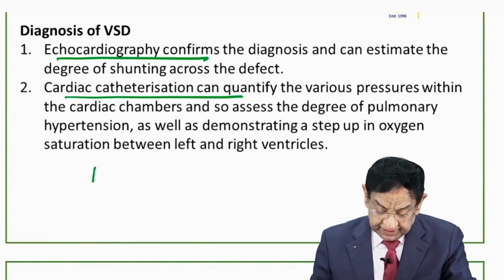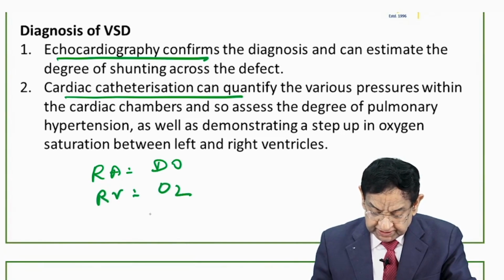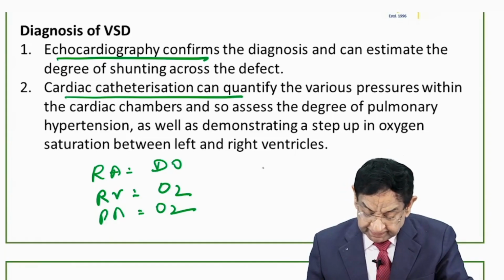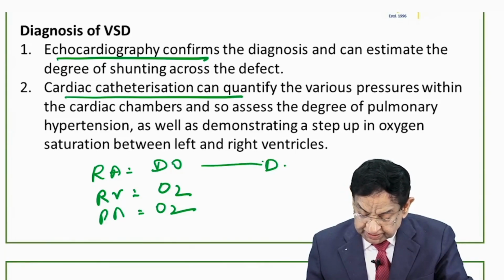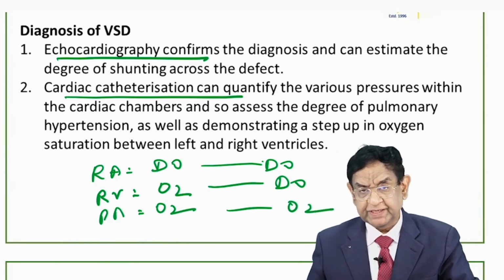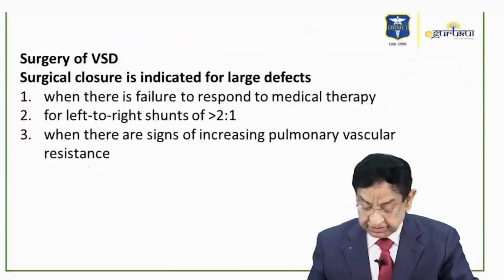Remember, here a right atrium will have a deoxygenated blood, right ventricle oxygenated, pulmonary artery oxygenated. In PDA, we learned that in PDA, we have deoxygenated, and oxygenated. And that's the advantage of going for the catheterization studies, right?